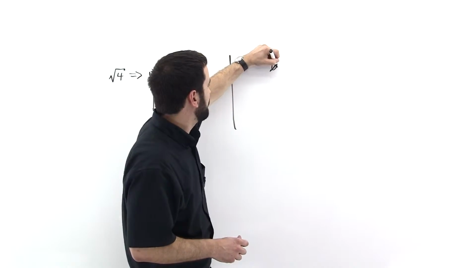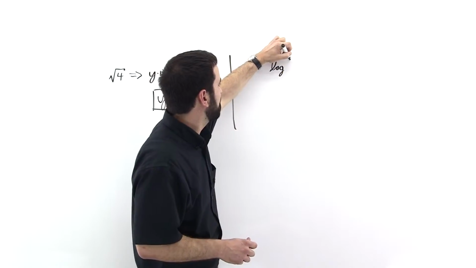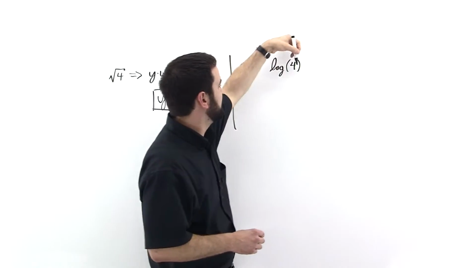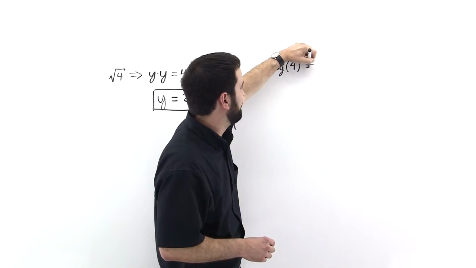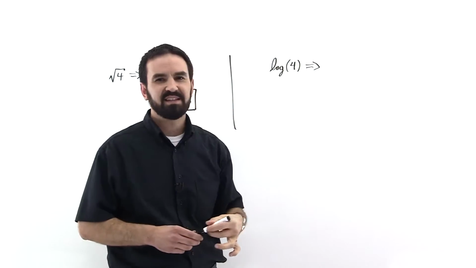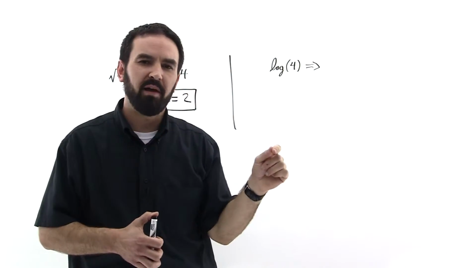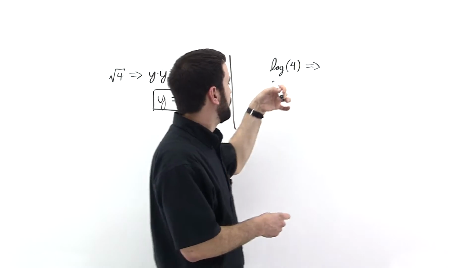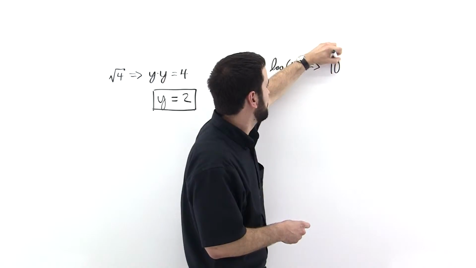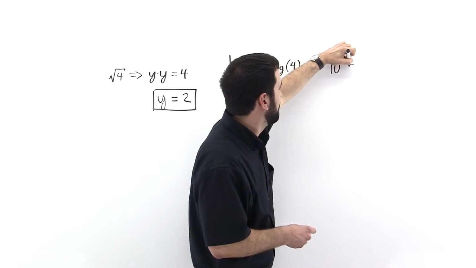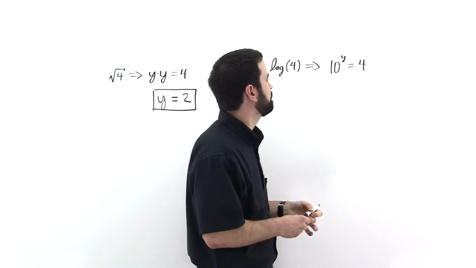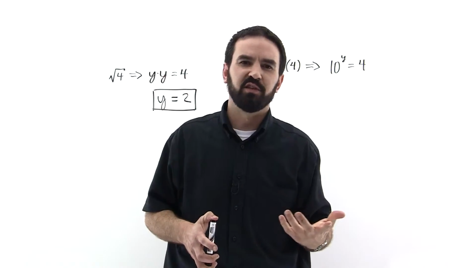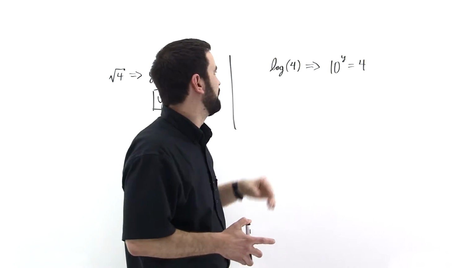So if we take the log, and we'll do the same number, the log of 4, well, this operation infers the following procedure. It says 10 raised to what power equals 4, right? So we can write that down in the following way: 10 raised to the y is equal to 4. Well, what does y equal? Because whatever y is, that's the answer to this problem. That's what log of 4 is.